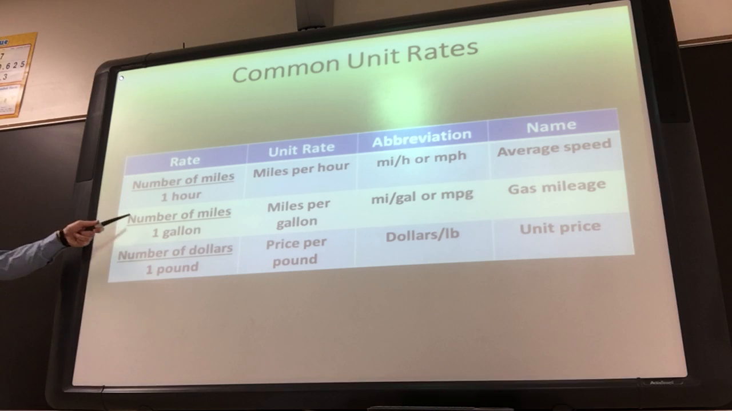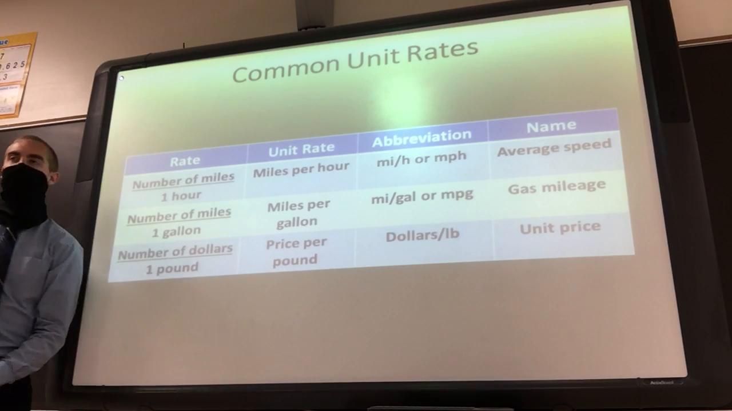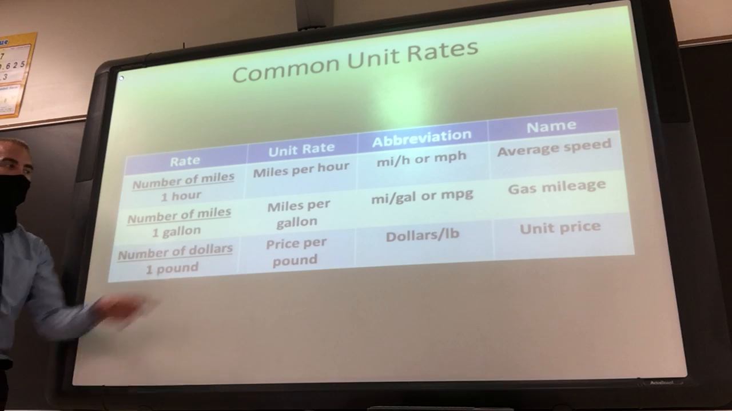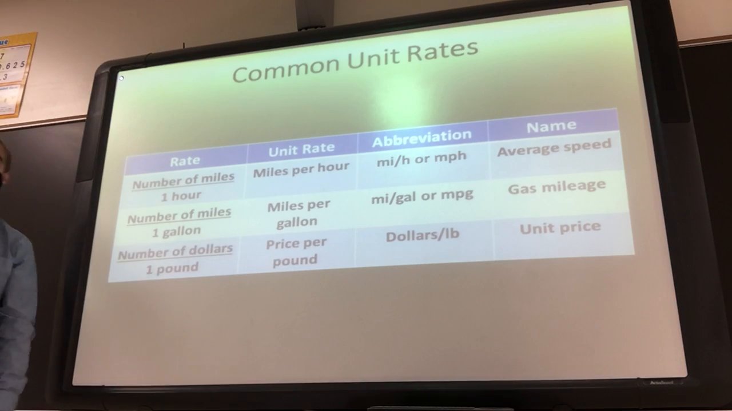Then we've got the number of miles for 1 gallon of gas. You all know that as gas mileage. And we say miles per gallon. If you ever hear on a car commercial, it gets 35 mpg, that's miles per gallon. That's what the gas mileage is. And then the other common one that we're going to use is dollars per pound, or dollars for 1 pound of food usually. Price per pound, and that is the unit price. So if you ever see unit price, it'd be dollars per pound or dollars per ounce.